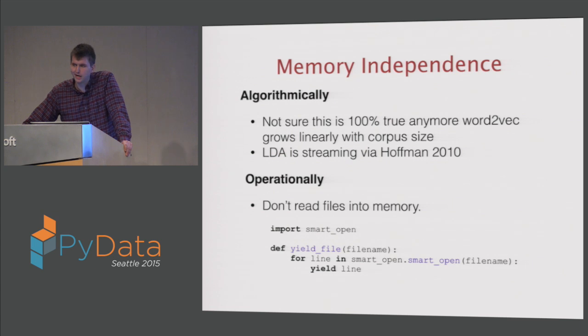I talk about memory independence, but I'm not so sure Word2Vec is actually memory independent. I believe it grows linearly with the corpus size. LDA I know for sure is, via Hoffman 2010, which is a really good paper I would recommend checking out. Operationally, it comes down to pretty simple stuff. Here's an example. There's the smart_open package, written by the same person who writes Gensim. You could do this in pure Python really simply too. We're just reading lines off disk, not holding the entire corpus, and then sending them through.